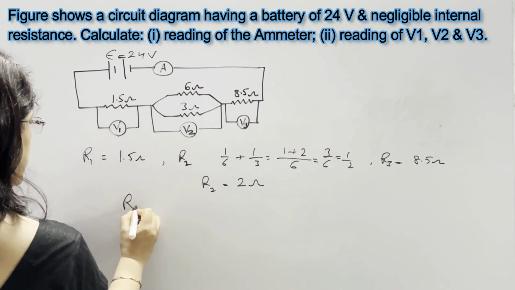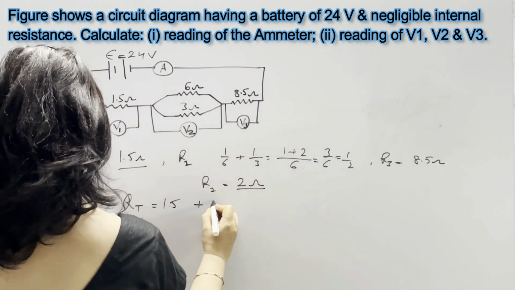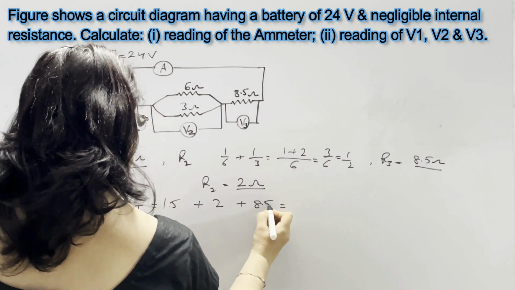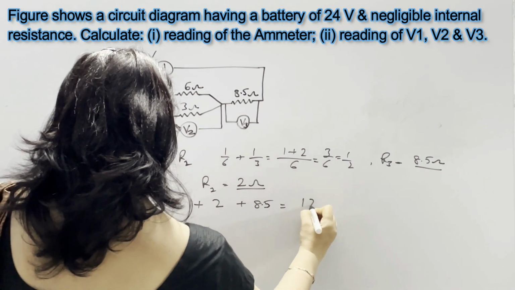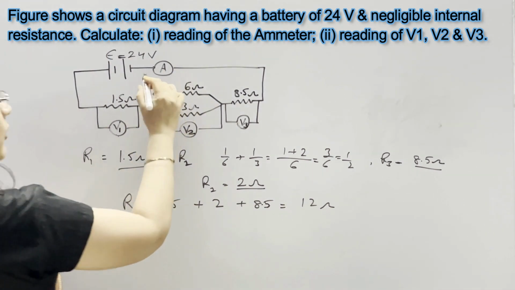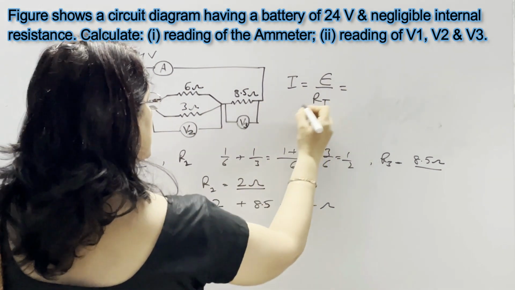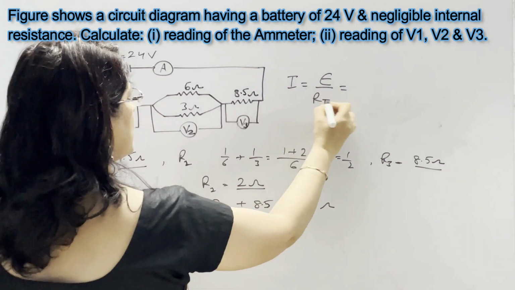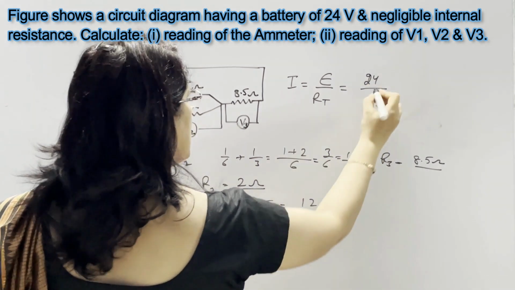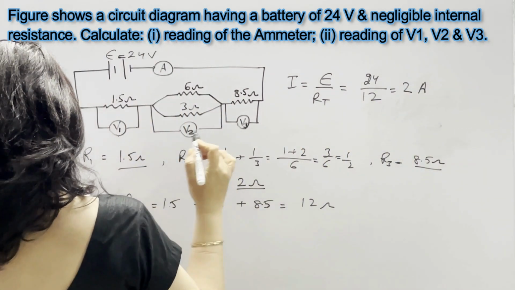So our total resistance is equal to this 1.5 plus this parallel combination 2 ohm and this 8.5 ohm, and the sum of all these three resistors is 12 ohm. So our total resistance is 12 ohm. Now we know how to calculate the value of current through this ammeter. I is equal to EMF upon total resistance. Always write R1 plus R2 plus R3 here also. Now the given EMF is 24 volt and total resistance we have calculated is 12. So the value of current in this ammeter is 2 ampere.